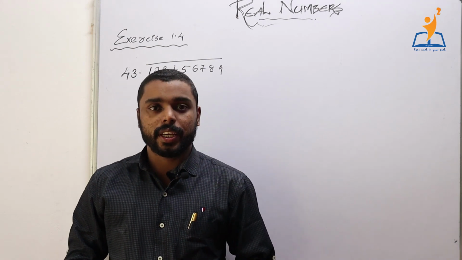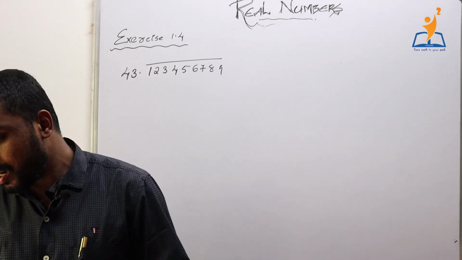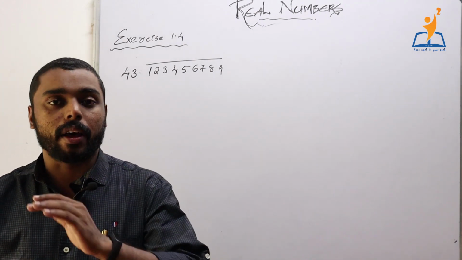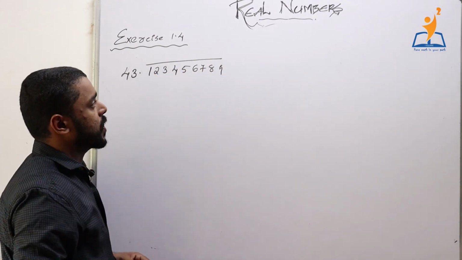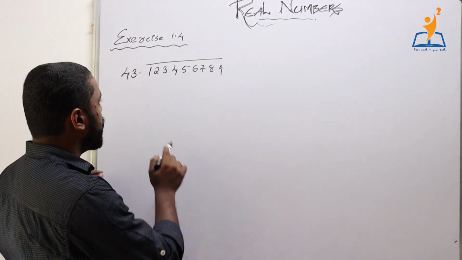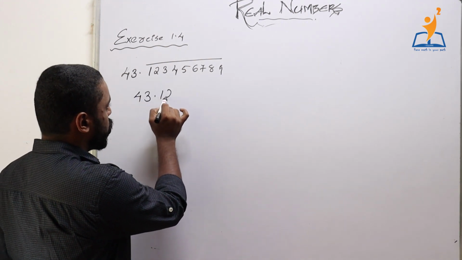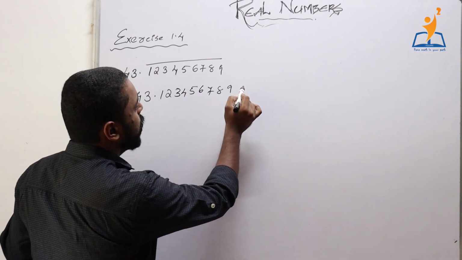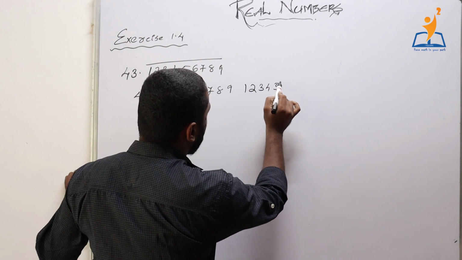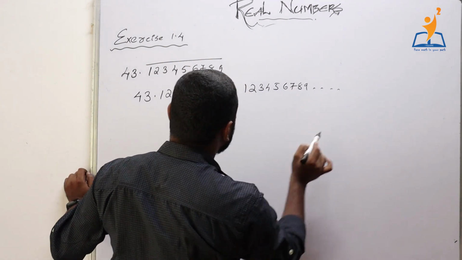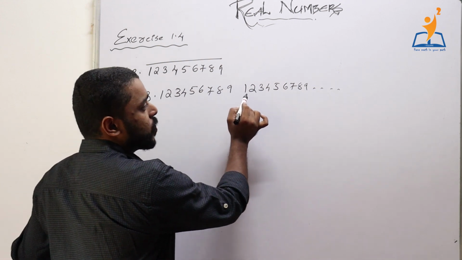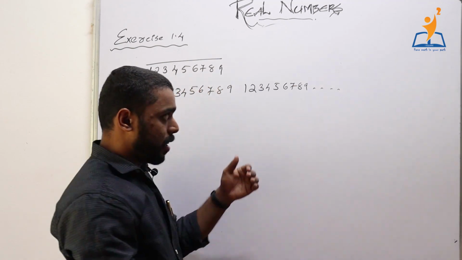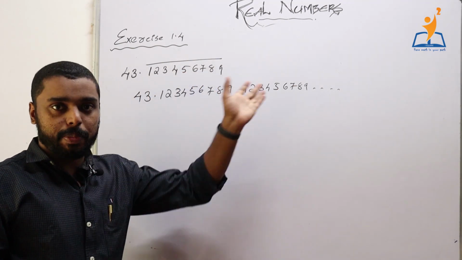So the next question is the third one of the same example, 43.123456789 with a bar. See, you can see a bar in the question. What does that bar mean? The bar means this number is nothing but 43.123456789 123456789, etc. See, after these digits, the digits will repeat like this, then again this will come like this, and so on. It is non-terminating, but the digits are repeating like this.